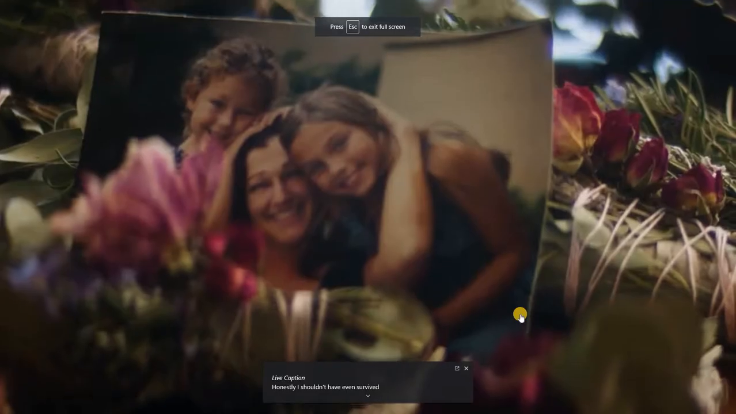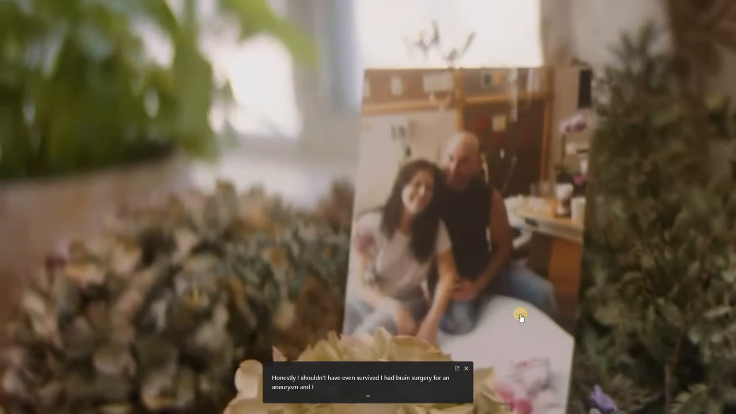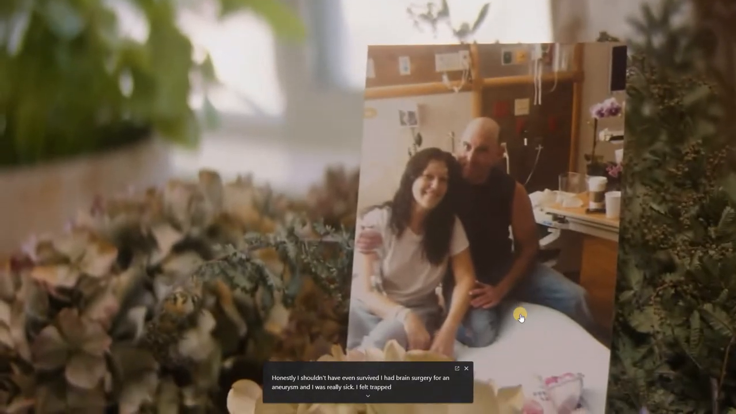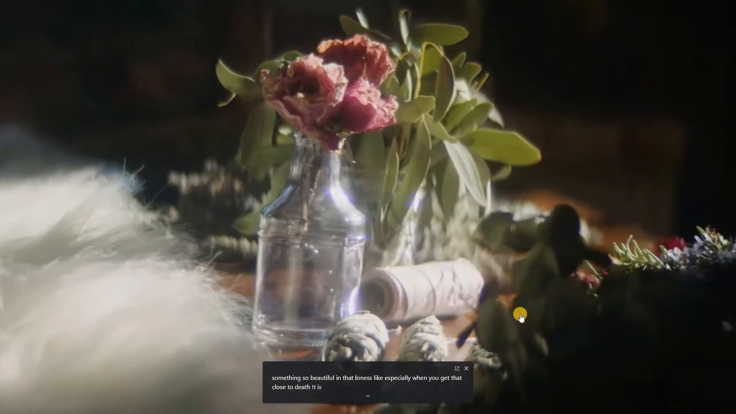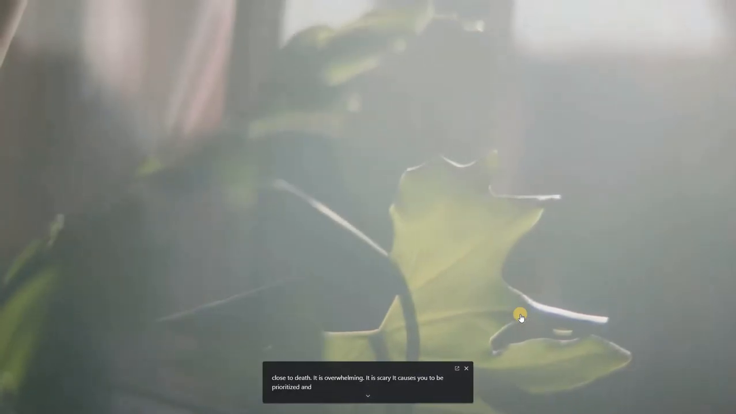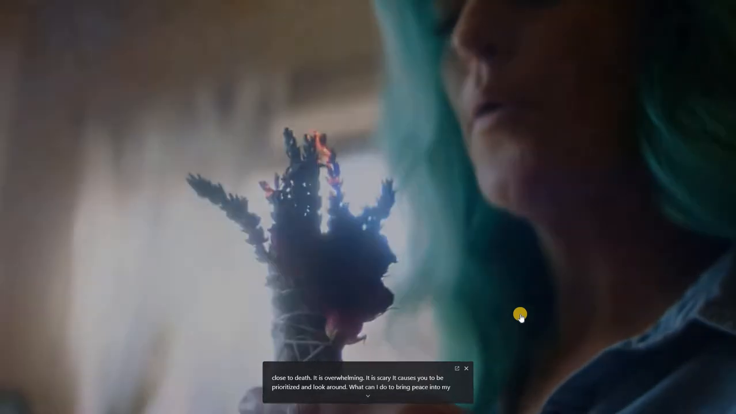Honestly, I shouldn't have even survived. I had brain surgery for an aneurysm, and I was really sick. I felt trapped in my body. There's something so beautiful in that lowness, especially when you get that close to death. It is overwhelming. It is scary. It causes you to reprioritize and look around. What can I do to bring peace into my home?